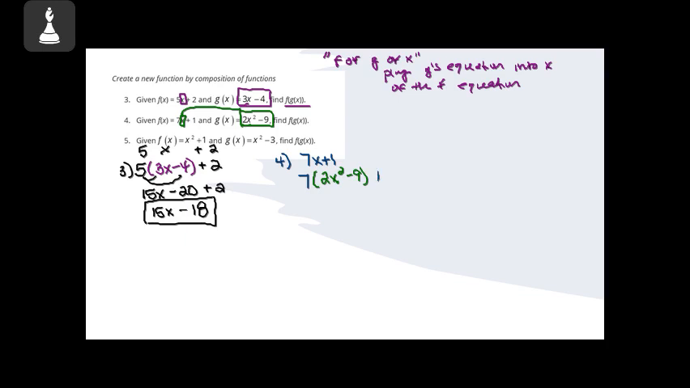So again, I'm going to distribute 7 times 2, 14, carry the x squared, minus 7 times 9 is 63, and then I have a plus 1 on the end. So 14x squared, that's going to make minus 62.